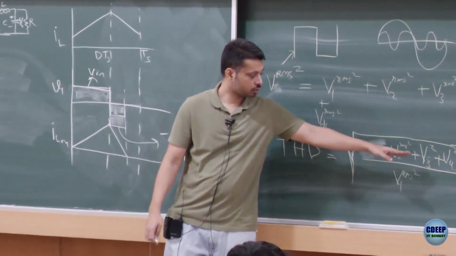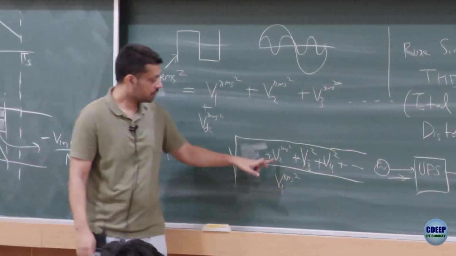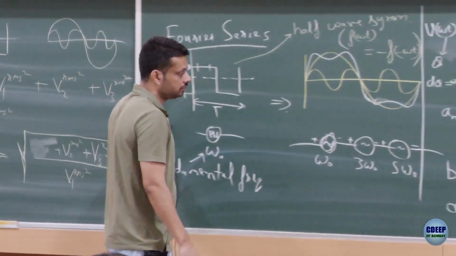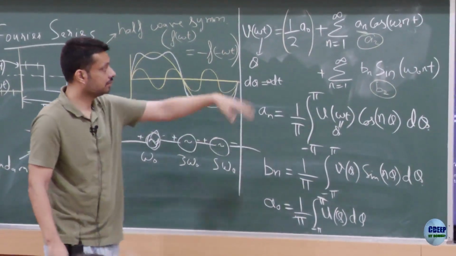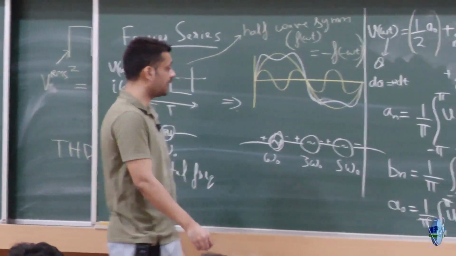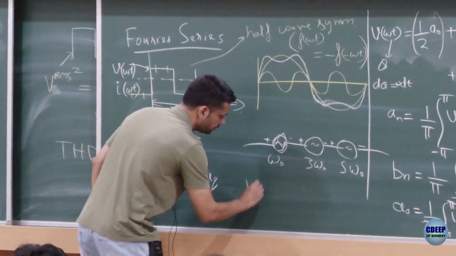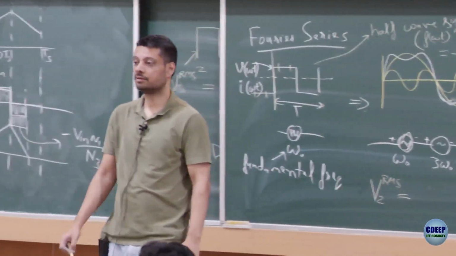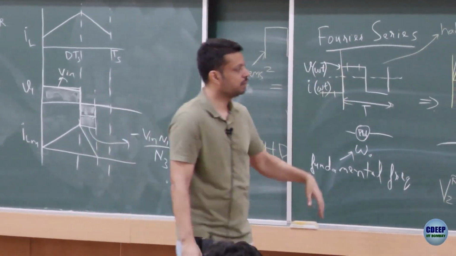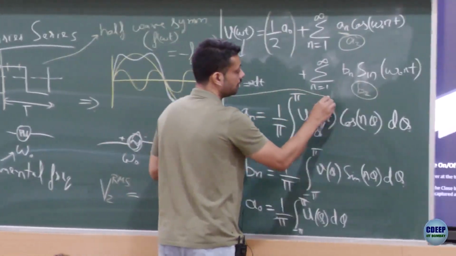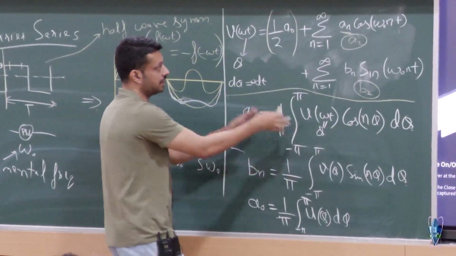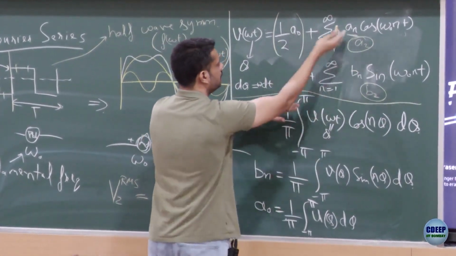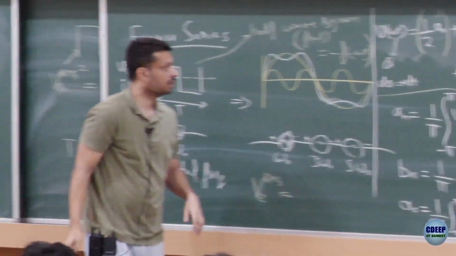Second harmonic RMS, third harmonic RMS, fourth harmonic RMS, divided by the fundamental. What is V2 RMS in terms of these coefficients, An, Bn, all of these things, right? What is V2 RMS in terms of these coefficients? So this is the main equation, and this is how you derive the expression. Just look at the main equation, and now which parameters will form V2 RMS from here?